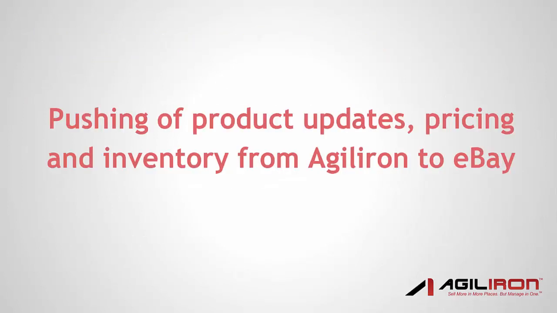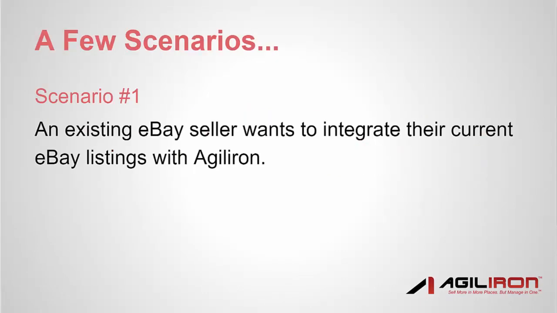The last item we just mentioned, number 5, the pushing of updates from Agiliron to eBay, requires a more in-depth explanation, so prepare yourself for some details here. Scenario number 1. This typically occurs when an existing eBay seller decides they want to add the Agiliron suite.